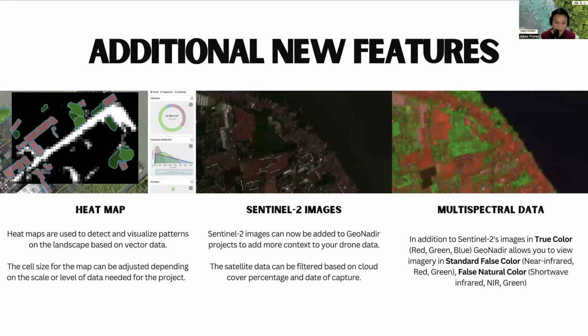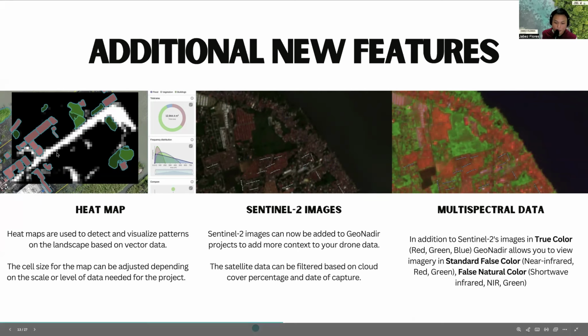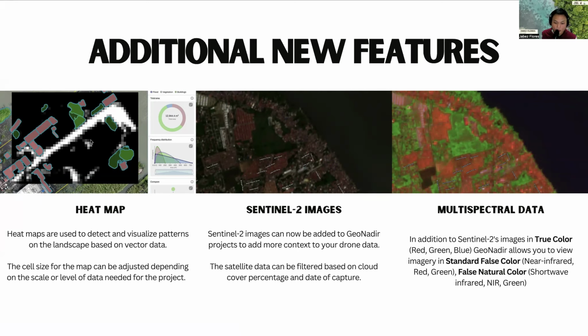Okay, so in addition to GeoAI tools, GeoNadir has also introduced two game-changing features. So the first one is the heat map. It is an effective way to visualize patterns and changes in conservation areas. Now, using vector data, either from uploaded shape files or generated within the GeoNadir ecosystem, using the magic wand or feature finder tools that we learned earlier, the heat map can visualize this using different cell sizes. It really depends on the research objectives, which cell size to use.